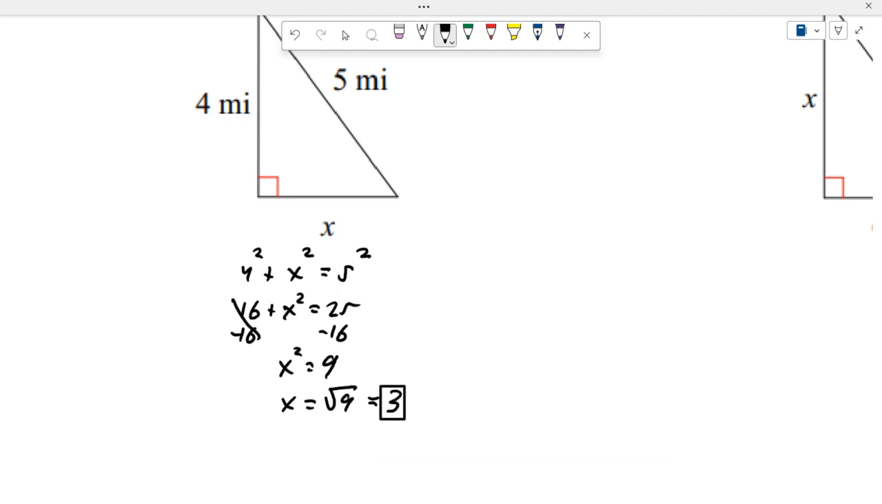If you're familiar with Pythagorean triples, you may have noticed that 3, 4, 5 is a Pythagorean triple. So you quote-unquote could have answered this right off the bat if you recognized it as being a Pythagorean triple, but the practice is always helpful.